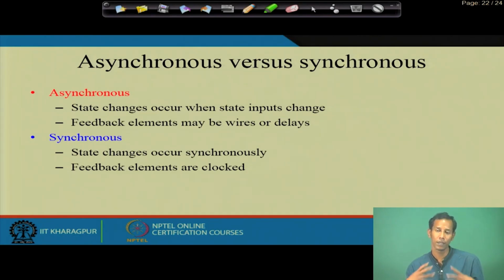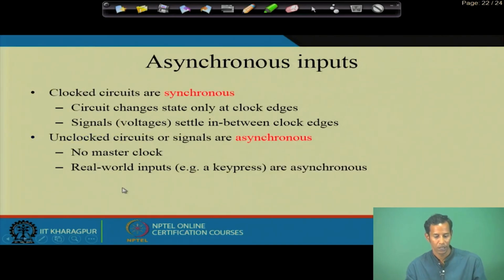So, every sequential element can fire, that means start its working, at the same instant. Okay. So, dealing with asynchronous inputs in a synchronous circuit is much more critical.